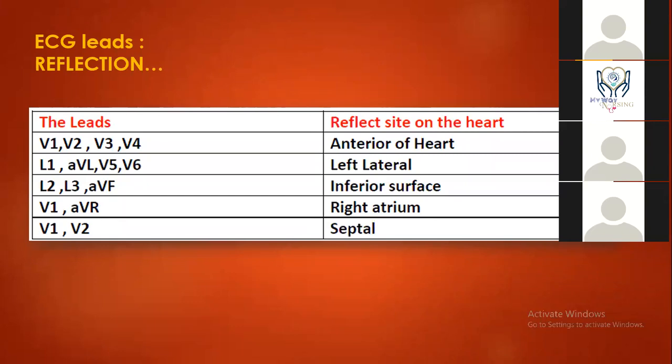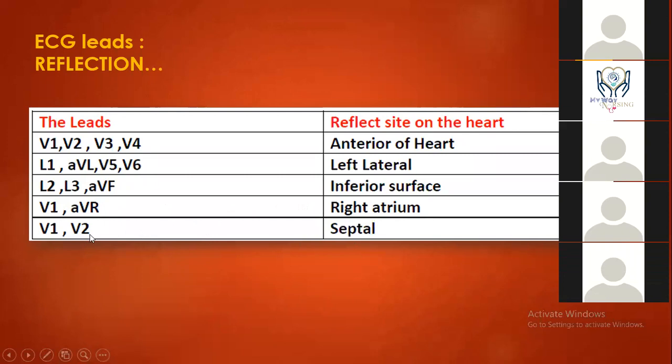If I see abnormalities in V1, V2, V3, V4, I can say it's the anterior side of the heart, not left lateral or inferior or right atrium. So this must be memorized very well. V1, V2, V3, V4 represent the anterior surface of the heart. Lead 1, aVL, V5, V6 represent left lateral. Lead 2, lead 3 and aVF represent the inferior surface. Right atrium is represented by V1 and aVR. And septal is represented by V1 and V2. This must be memorized very well.